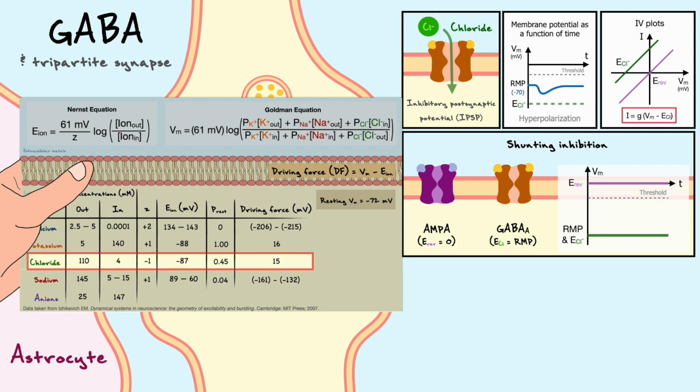Now, if the GABA channels were to open alone, there would be no net current coming from them because the cell is already at the equilibrium potential for these channels. Inversely, if the AMPA channels were to open alone, their activity would increase the membrane potential towards their own equilibrium potential to reach the threshold. Now, here's where it gets interesting.